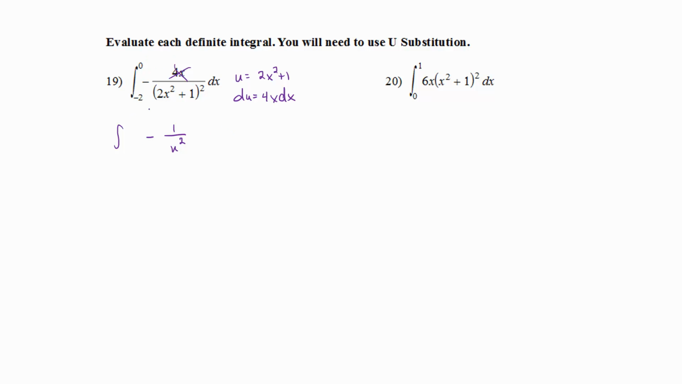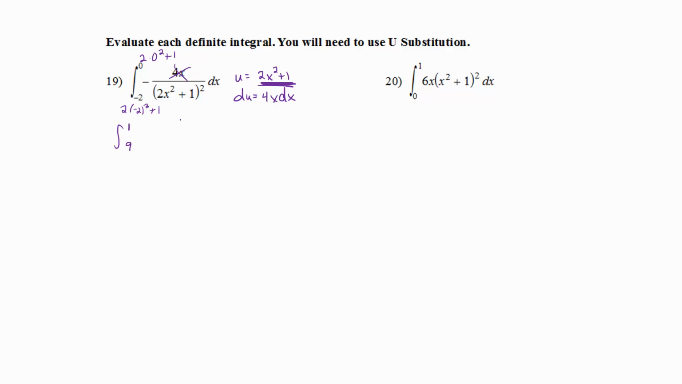Now, 0 and negative 2 only work with x's, and so we can do this two different ways. One way is to go ahead and plug in 0 and negative 2 right here to find what they would be with respect to u. So that's 2 times 0 squared plus 1, which gives us 1, and 2 times negative 2 squared plus 1, which gives us, oh, I don't know, 9.